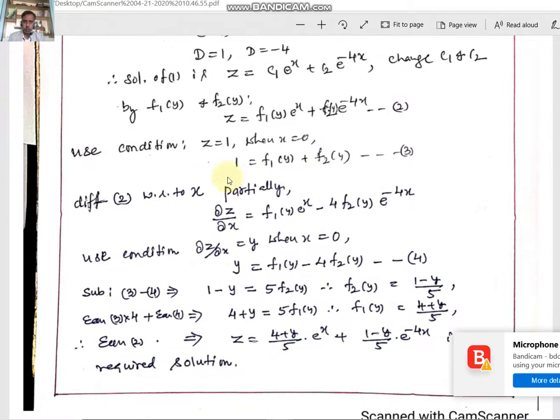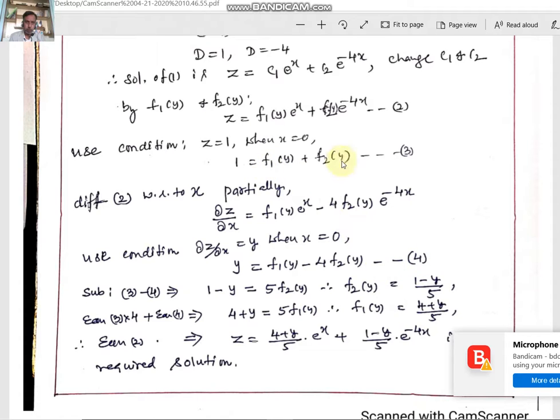Now differentiate equation number 2 with respect to x partially. Differentiating 2 with respect to x partially, dou z by dou x is equal to f1(y) as it is, e to the power x differentiation same e to the power x, plus f2(y) as it is, e to the power minus 4x differentiation is minus 4 into e to the power minus 4x. Now apply the condition, that is, dou z by dou x is equal to y when x is equal to 0. On the left hand side it is y, and x is 0 on the right, so it becomes f1(y) minus 4 f2(y). So we got one more expression, called equation number 4.